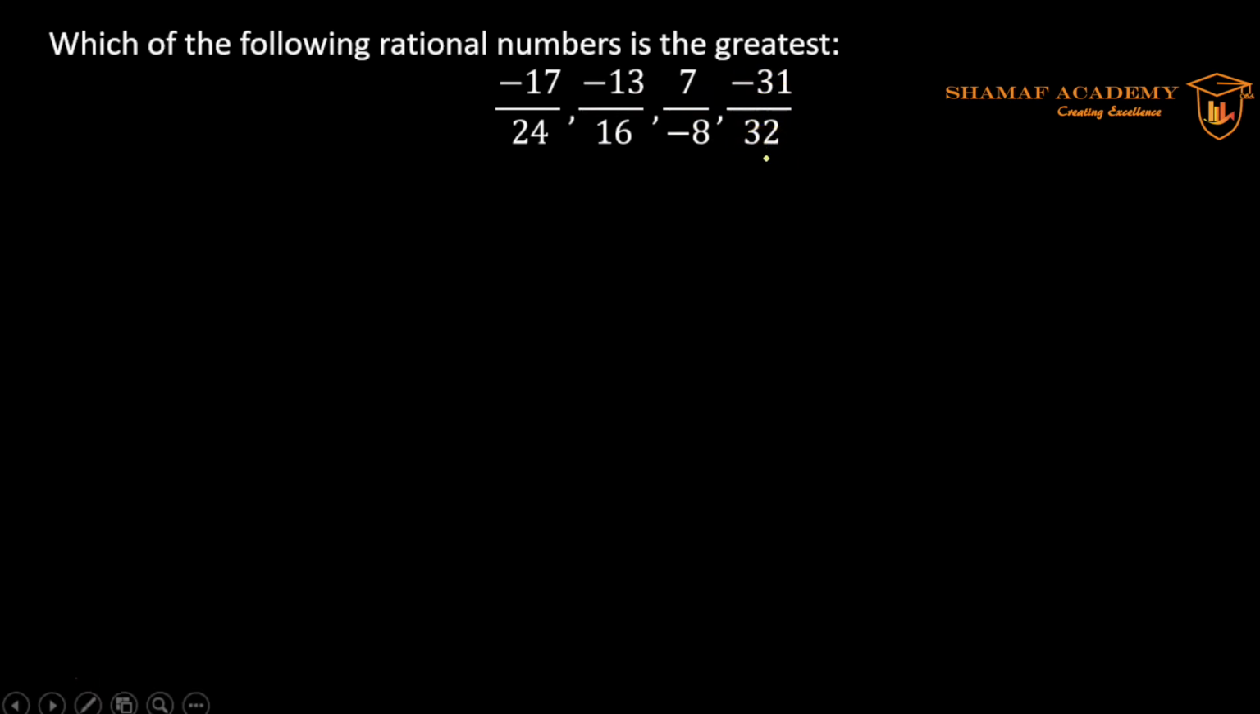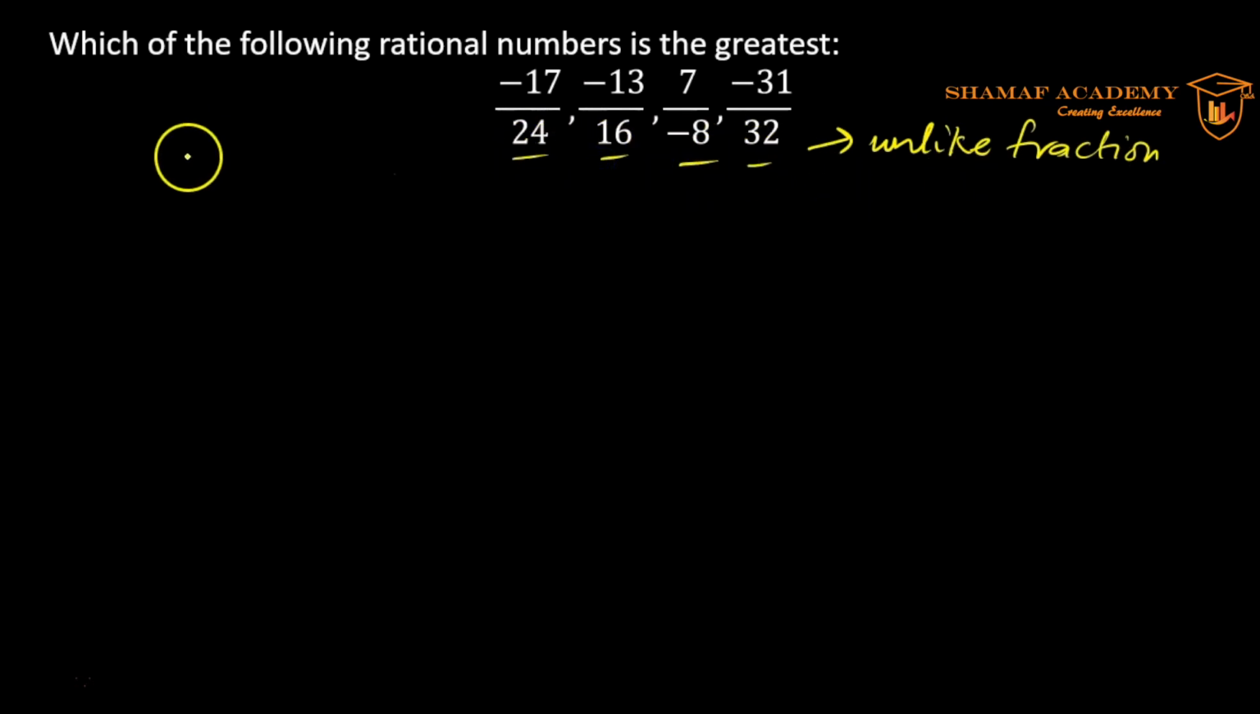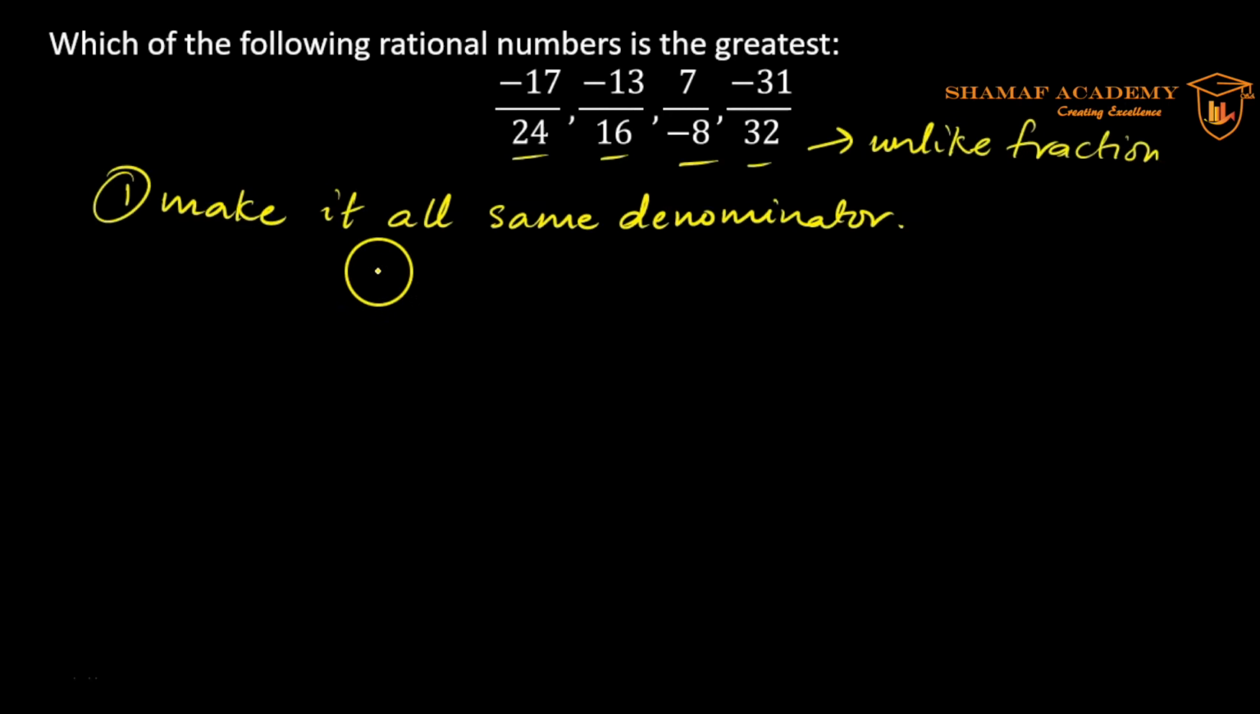So as you can see, all of these are unlike fractions. What do you mean by unlike fractions? Unlike fractions means the fractions which have different denominators. This has a denominator 24, this has 16, 8, and 32. So the first thing that we have to do is make them all the same denominator. So how can we do that?